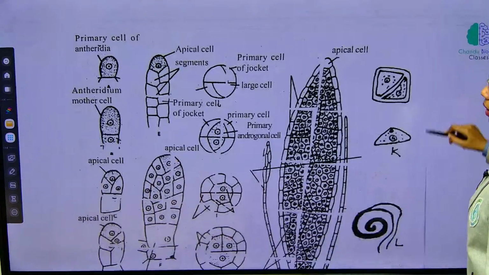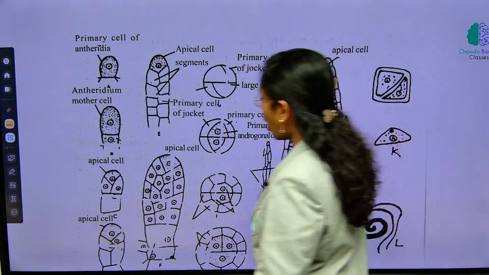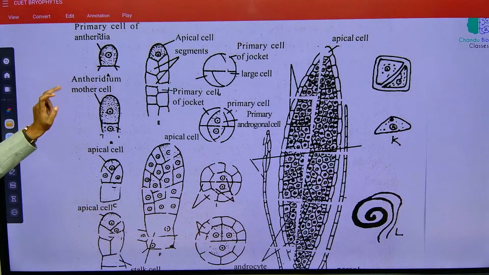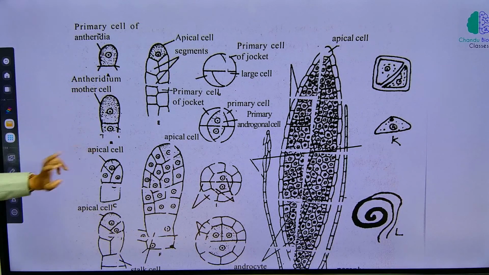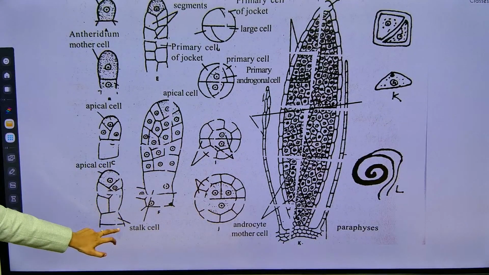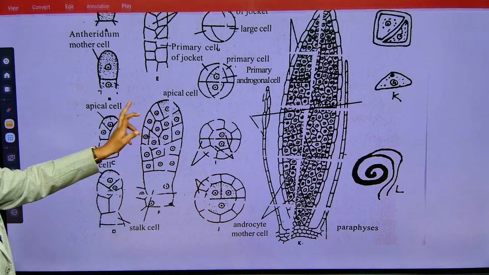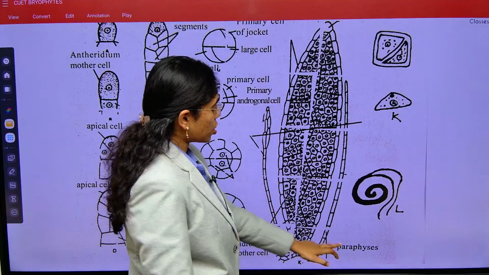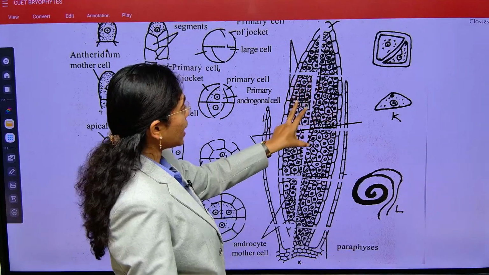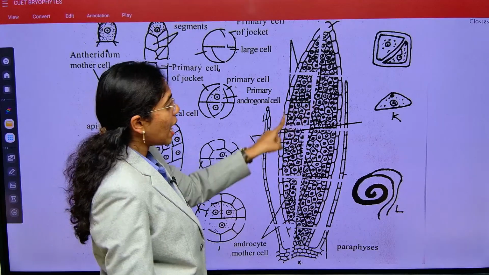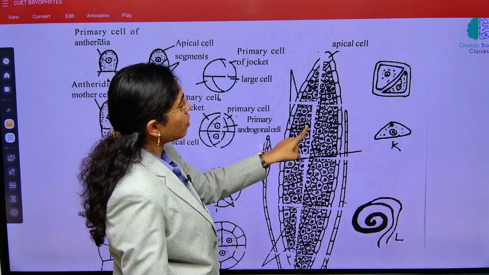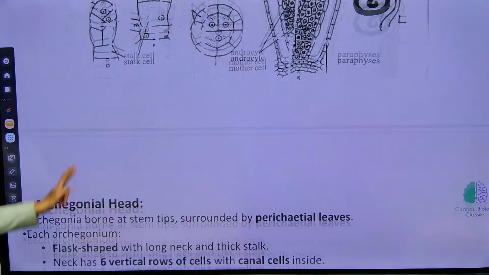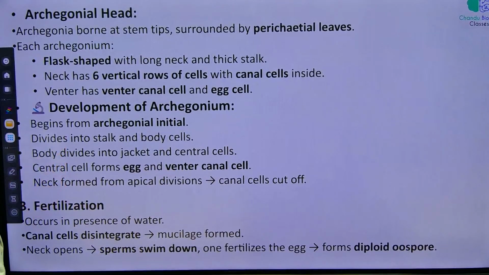And then here you can see the clear formation of a complete mature Antheridium. So, one primary cell of Antheridium divides into two, an antheridial mother cell and an apical cell that turns into the stalk cell, and here the antheridial cells will further divide, and you can see they are surrounded by structures called paraphyses. Inside the Antheridium structure which is formed, you can see androcytes. Androcytes will be releasing the antherozoid structures. Clear? Next, archegonial head, female sex organ.